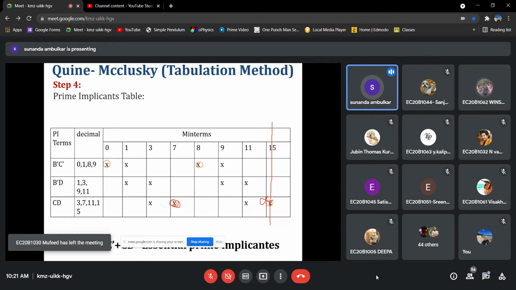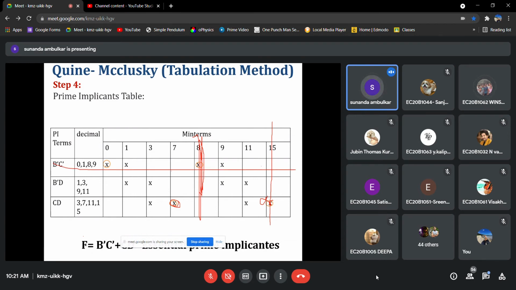In this particular example, two min terms were part of one prime implicant. So this is just a coincidence. If this is not here, and only one min term is part of this prime implicant, then we will also take this.